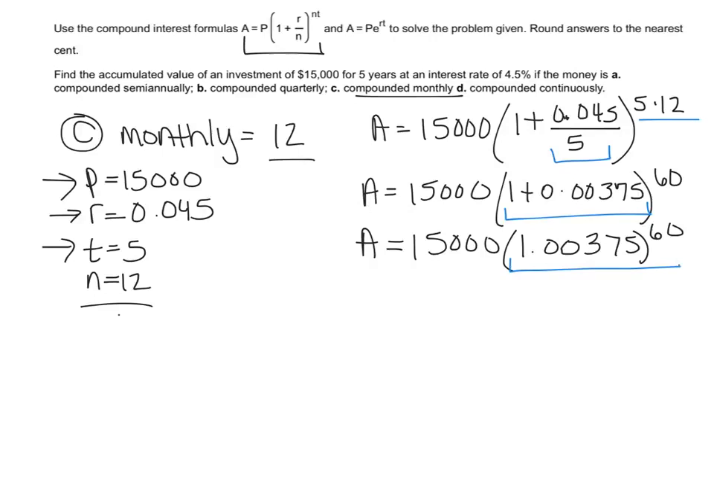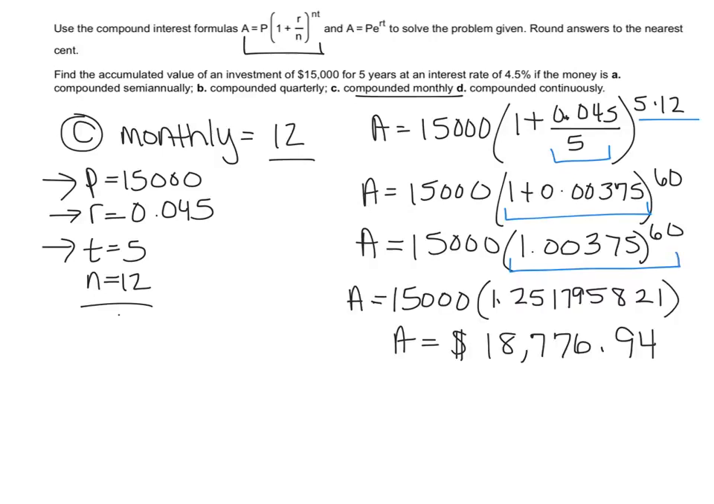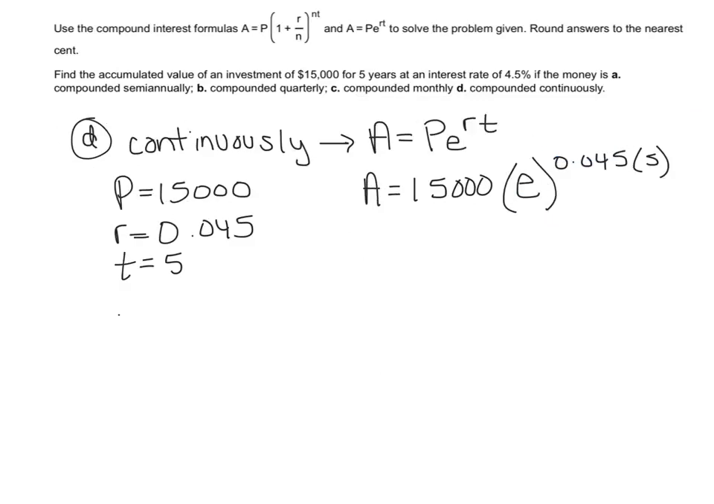Next, take your calculator and raise that decimal to the 60th power. After we do that, we'll multiply by 15,000, and you should get a final answer of $18,776.94. Part D asks us to do this compounded continuously.